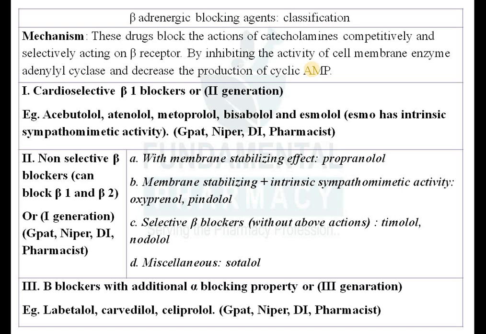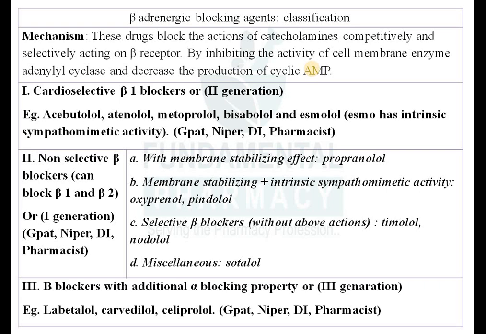Beta 1 is present in the heart, beta 2 is present in your bronchi. Beta 1 is stimulatory in nature, beta 2 is inhibitory in nature. Beta 3 is present in adipose tissue and is associated with lipolysis, meaning those drugs which increase the activity of beta 3 are used in the treatment of obesity. So that is another part, leave that.